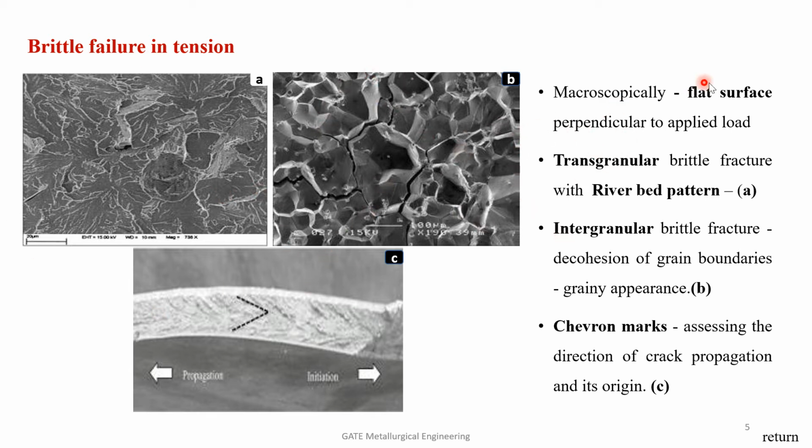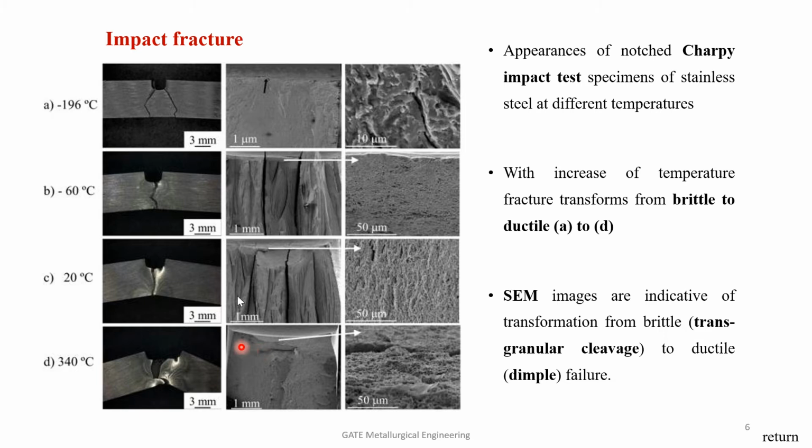And it will be having a flat surface perpendicular to the applied load. Also, we can see chevron or V-shaped marks, and that helps us to assess crack propagation. So next is impact fracture.